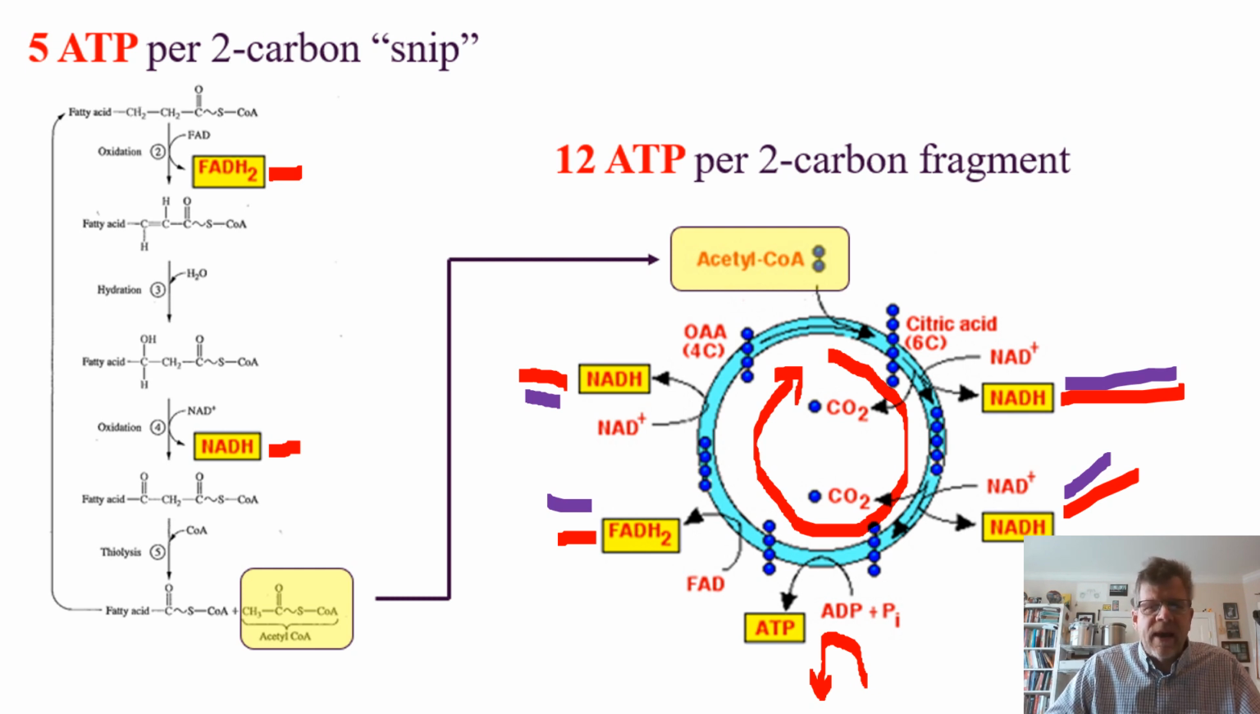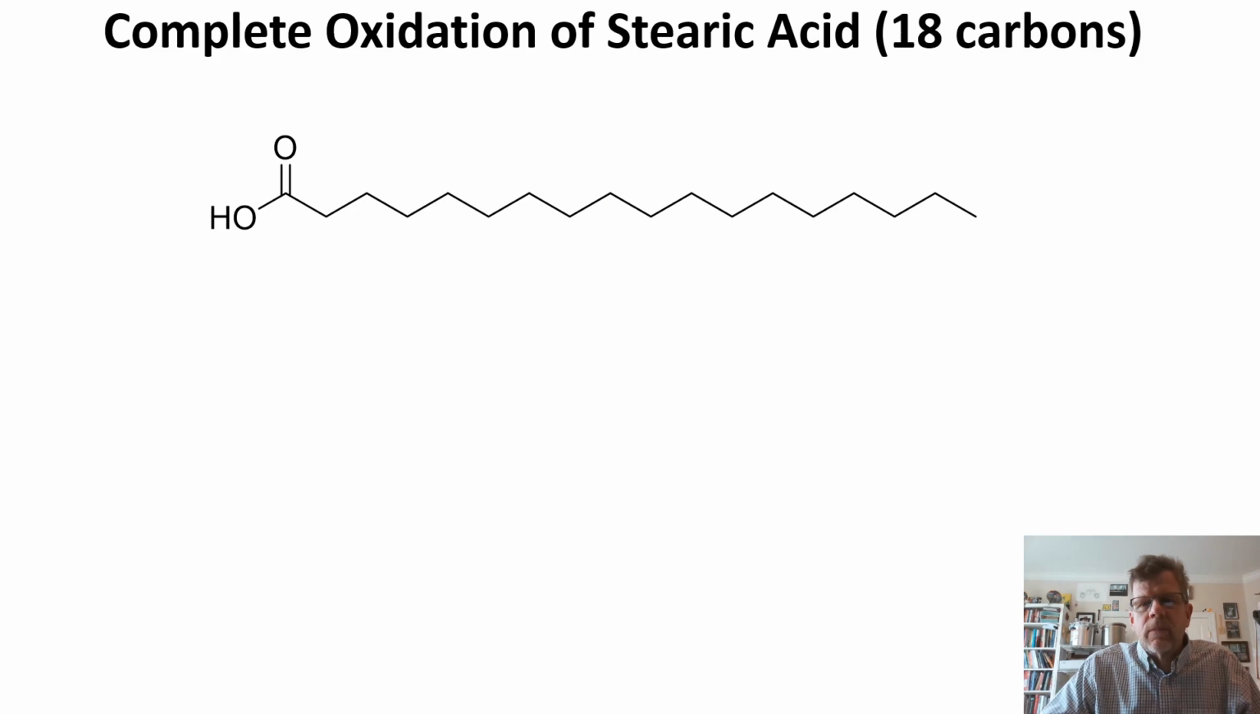But again, we made a rough count last time. Per snip, we get 5 ATP. Per 2-carbon acetyl-CoA that is produced from each snip, we get 12 ATP. So let's look at how this will work itself out on a representative fatty acid. We'll try to do a rendering of the total amount of ATP that we get from a representative fatty acid.